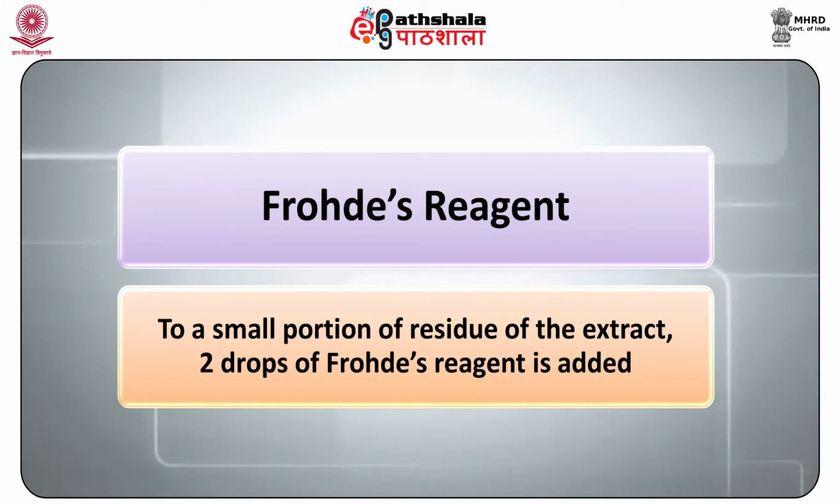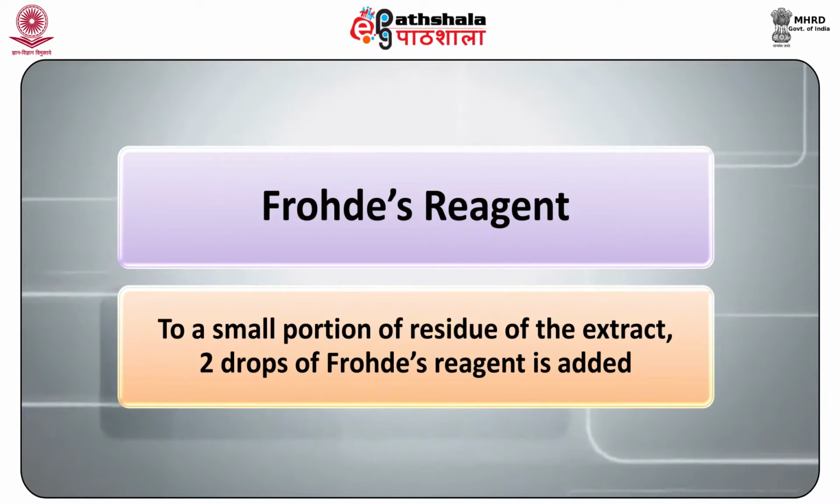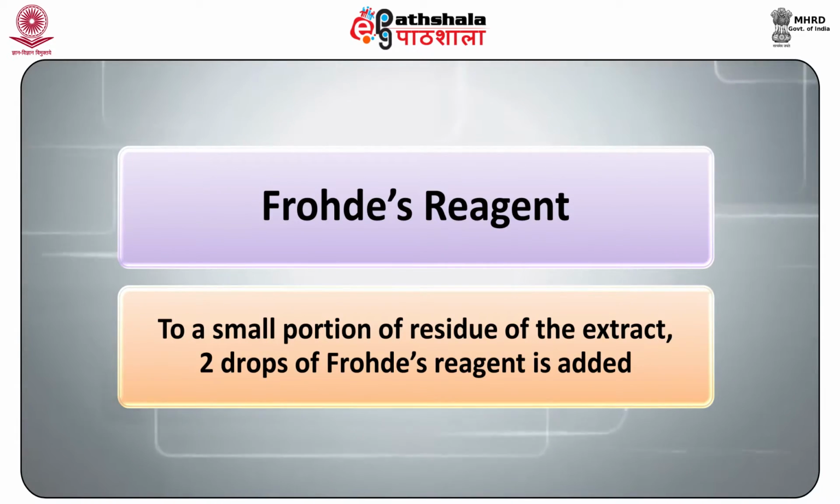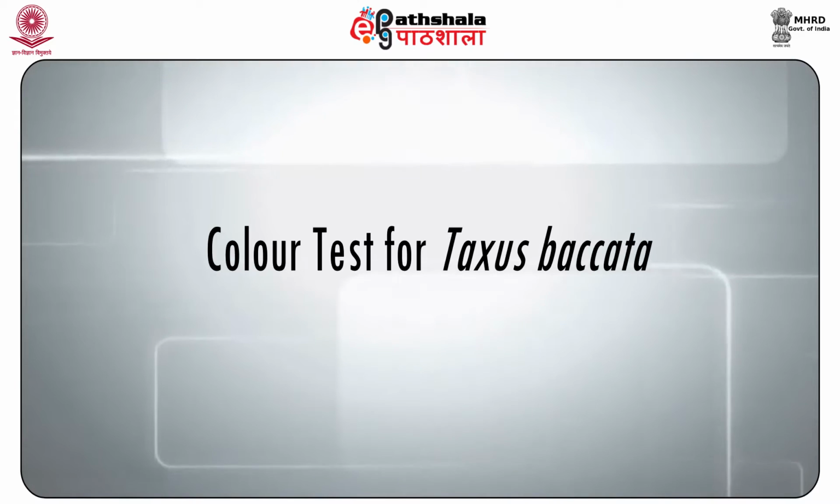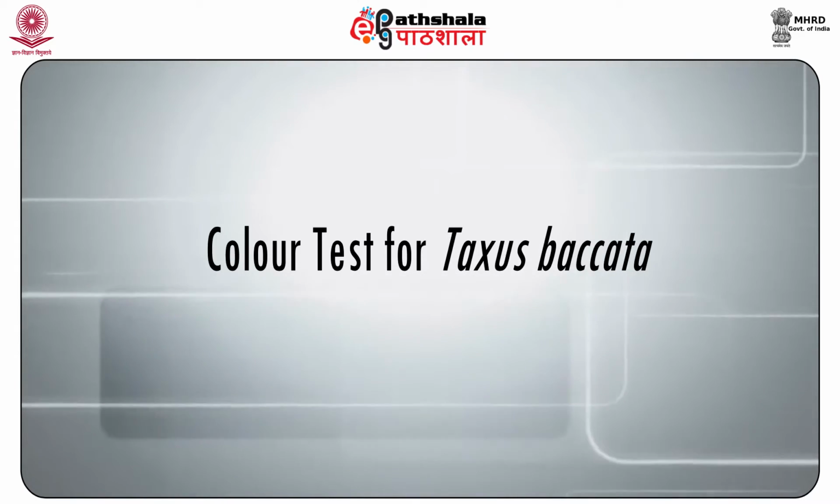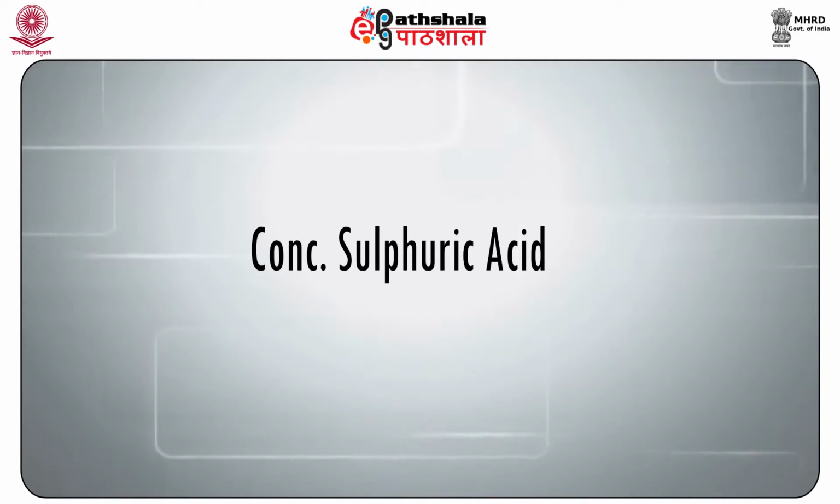Third is the Froehde's reagent test. To a small portion of residue of the extract, 2 drops of Froehde's reagent is added. A deep green color changing to blue and finally to green color develops. Next, we will study about the color test for Taxus baccata. Starting with the first, we have concentrated sulfuric acid. To the residue of extract, 1 drop of concentrated sulfuric acid is added.